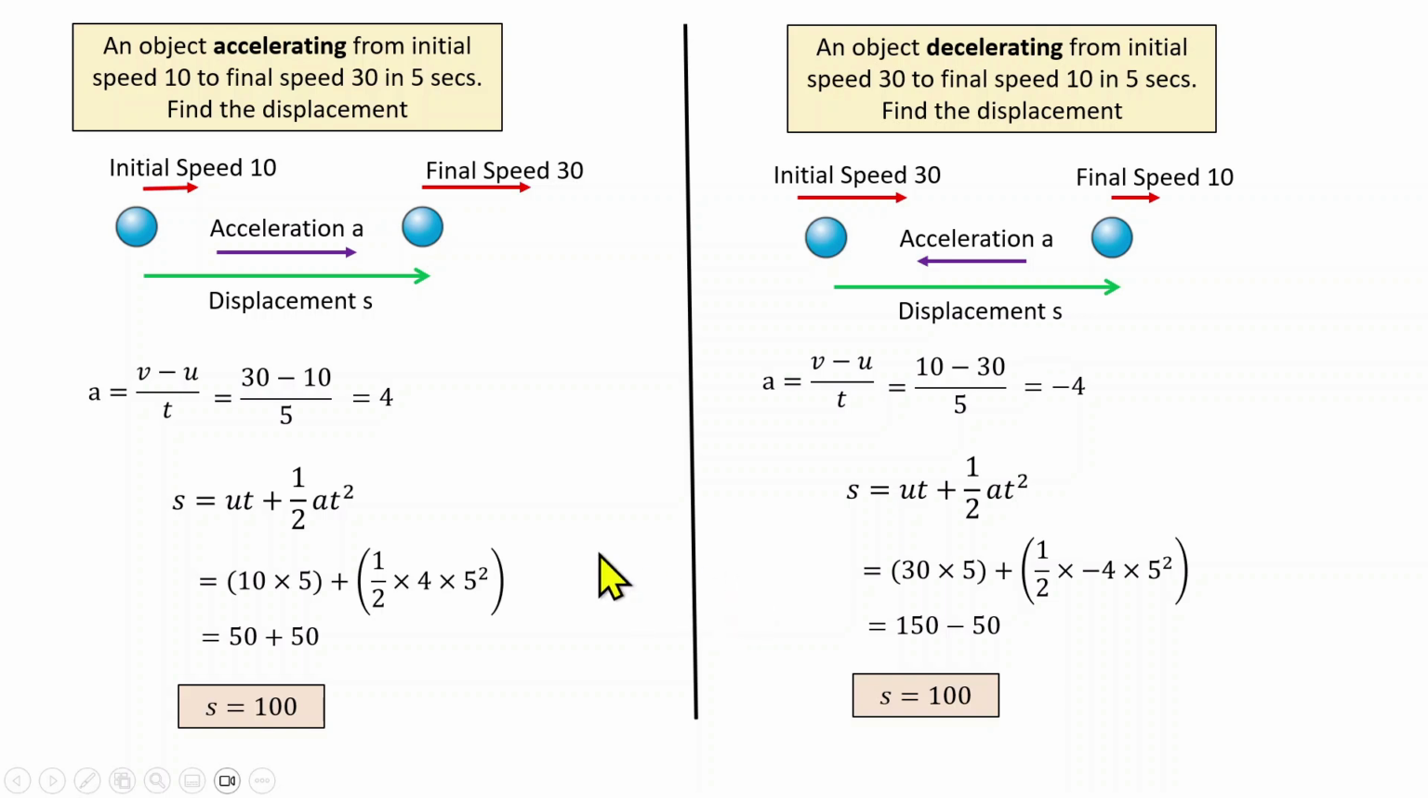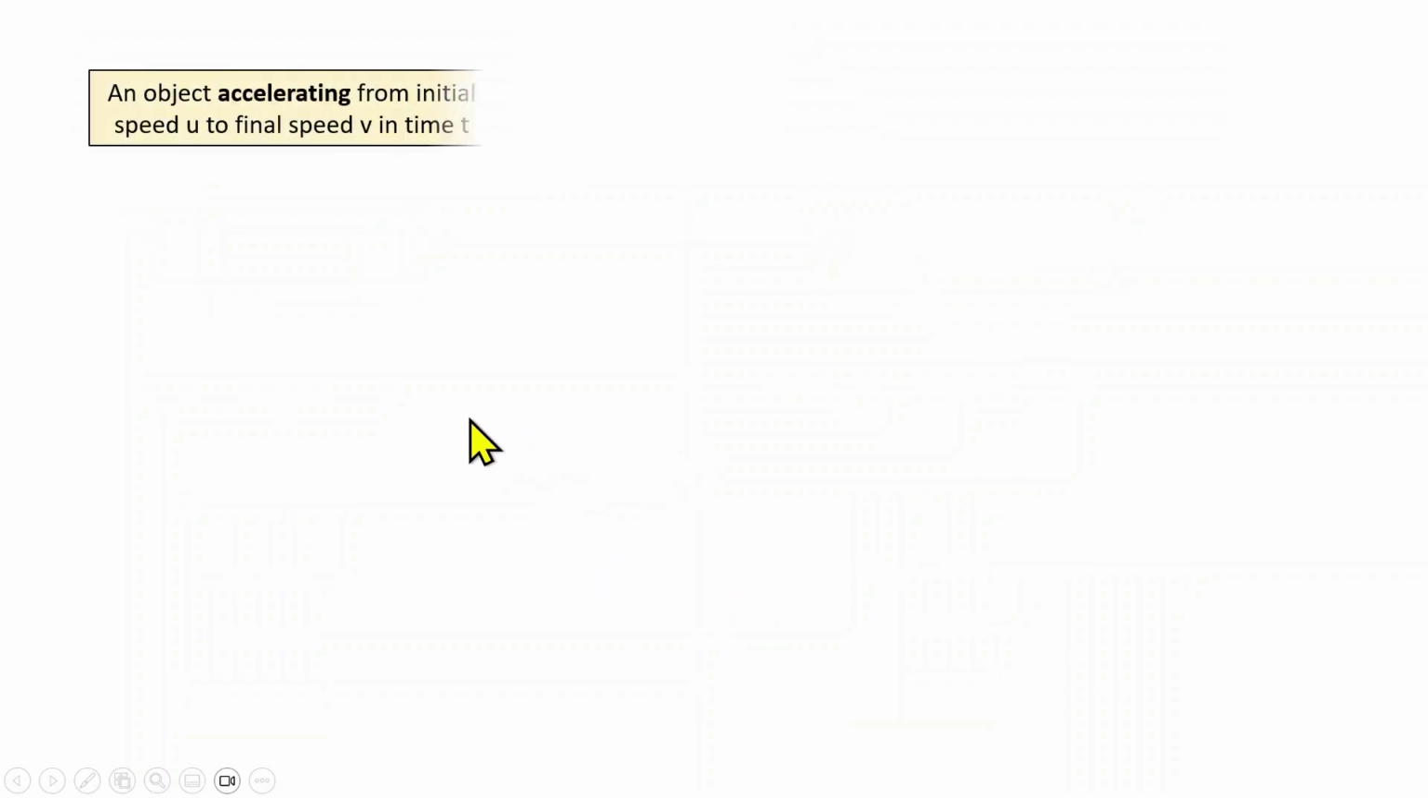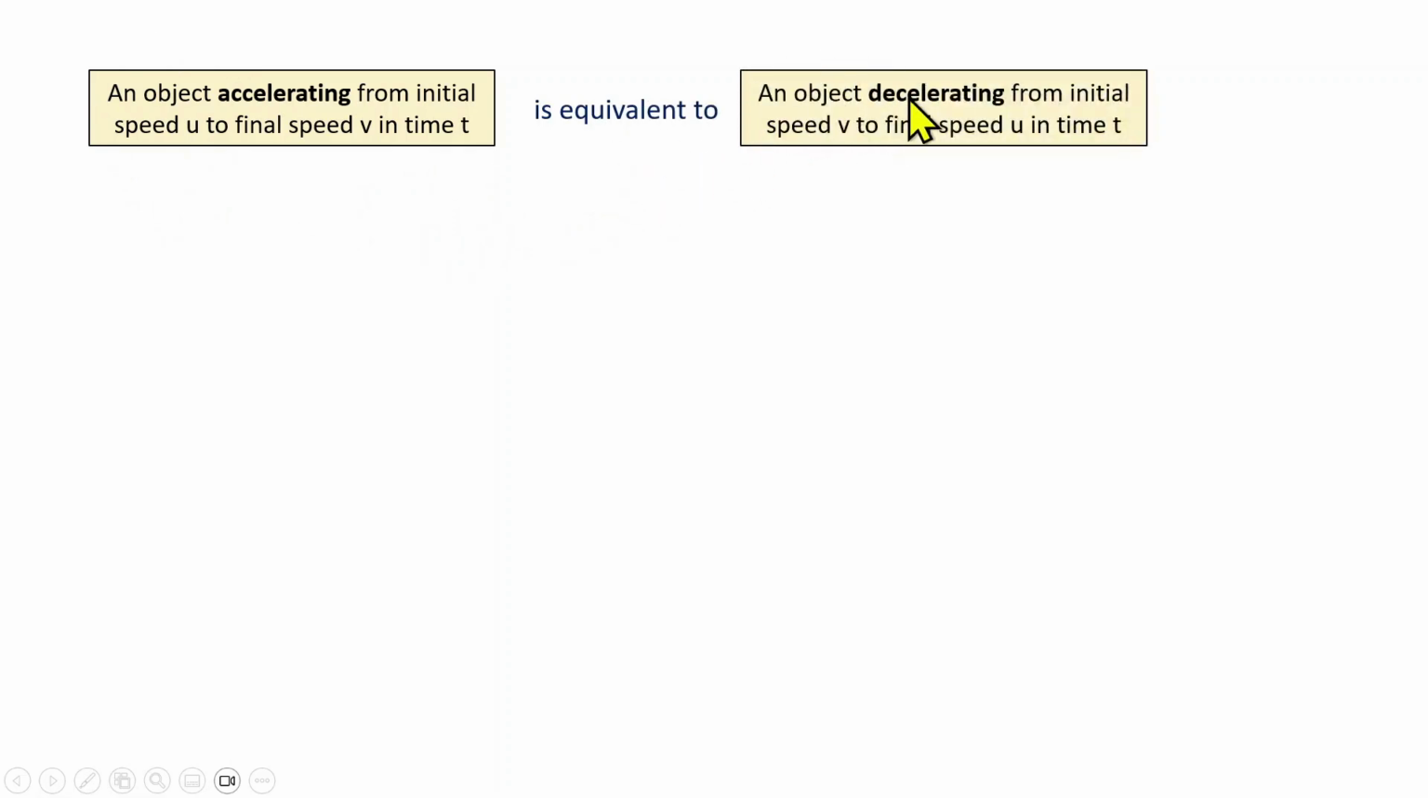And now we can generalize these two situations and deduce that an object which is accelerating from initial speed u to final speed v in time t is equivalent to another object which is decelerating from initial speed v to final speed u in time t. So case 1 was accelerating u to v, case 2 is decelerating v to u. And according to our analysis, these two situations are equivalent.